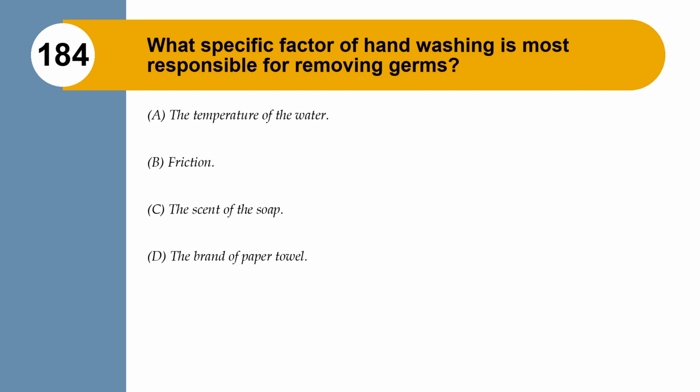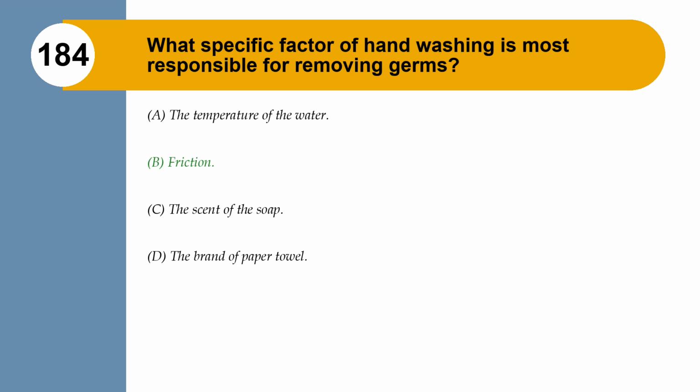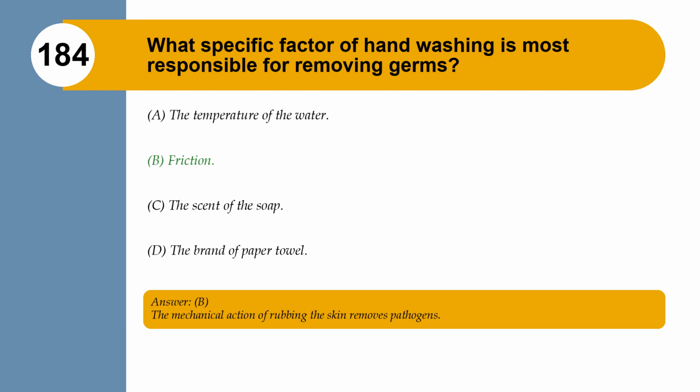Option A, the temperature of the water. Option B, friction. Option C, the scent of the soap. Option D, the brand of paper towel. The correct answer is option B, friction. Explanation. The mechanical action of rubbing the skin removes pathogens.